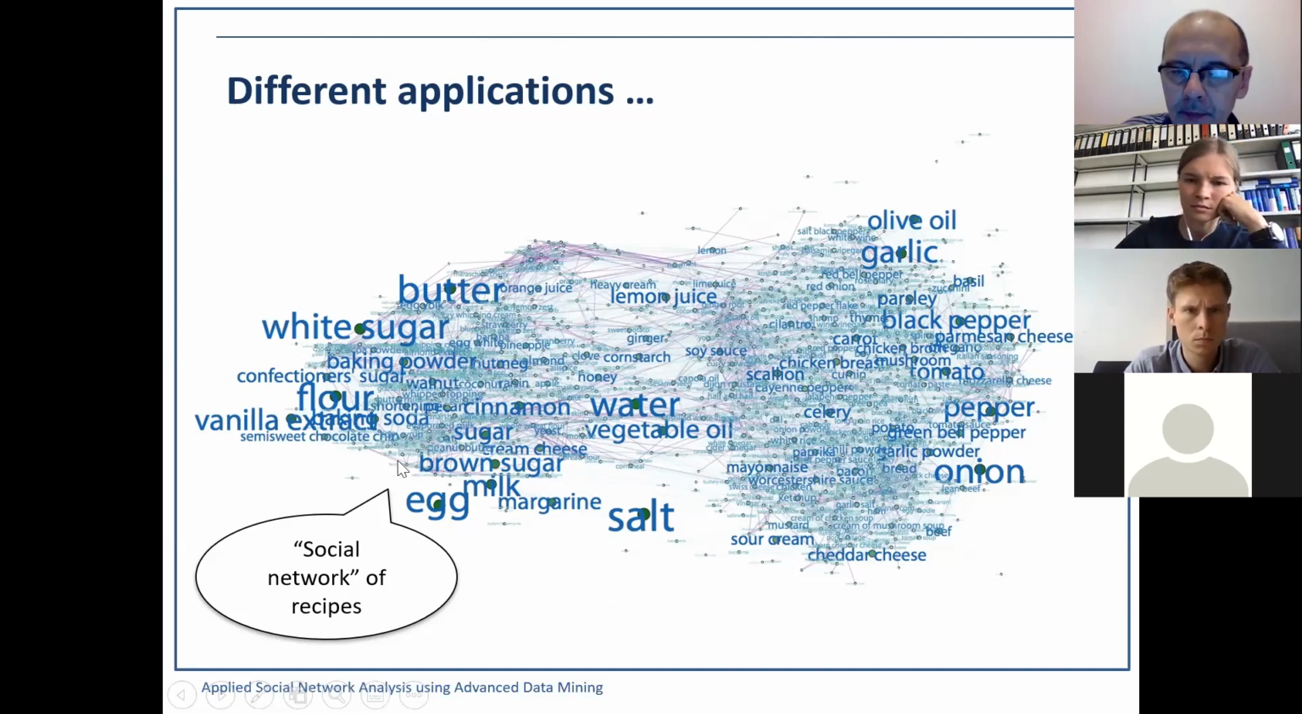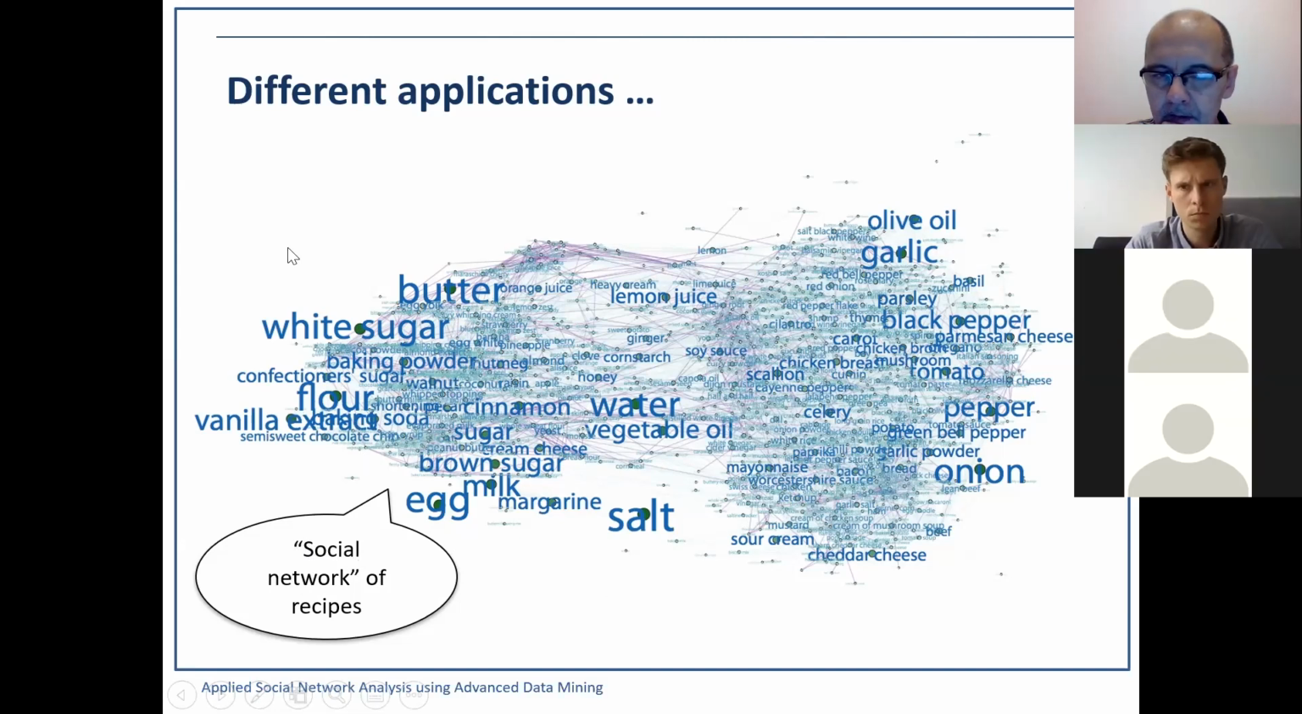We have a community in this social network. As you can see here, I have social networks of recipes. So there is a community on the left side and a community on the right side. Why do we have exactly these two communities? Which kind of recipes do we represent here in each community? Yeah, on the left-hand side you have rather the sweet stuff, and on the right you have the salty ones.